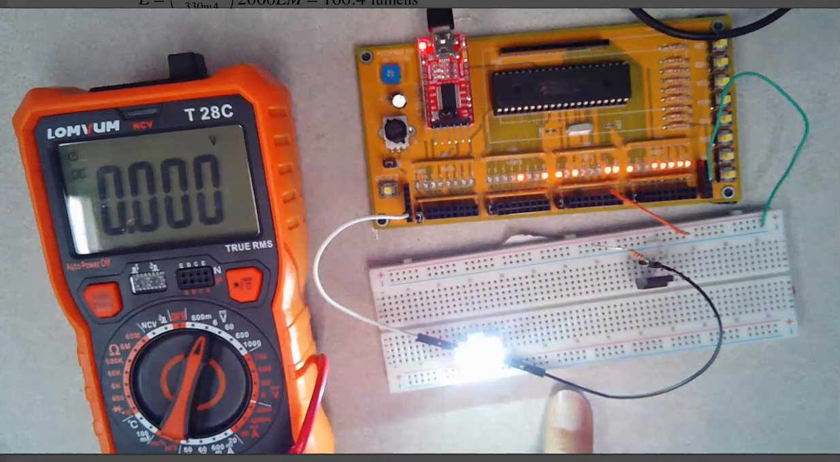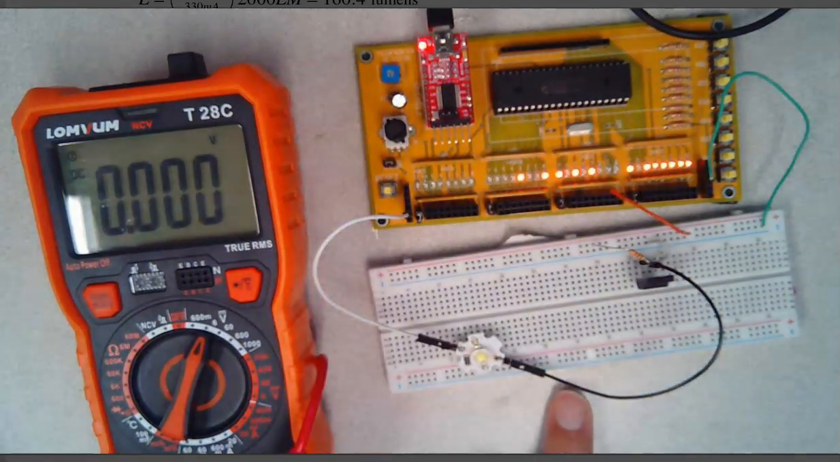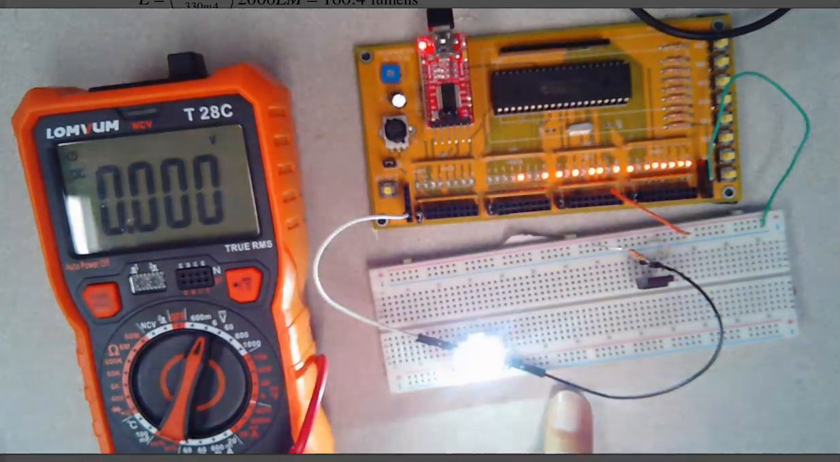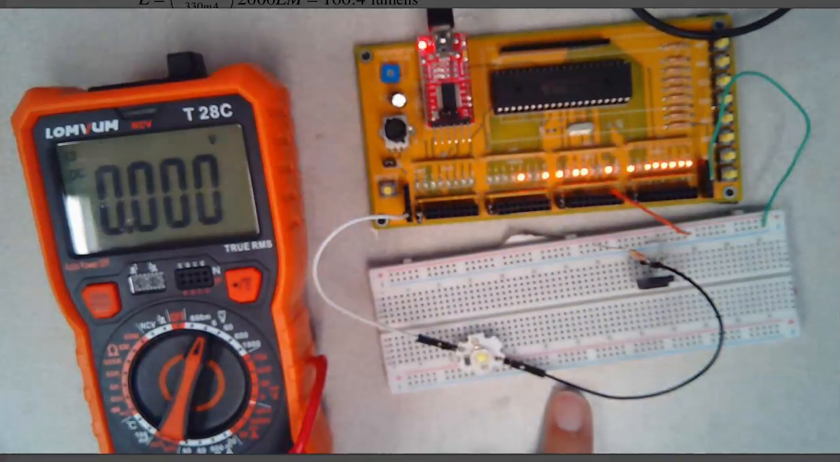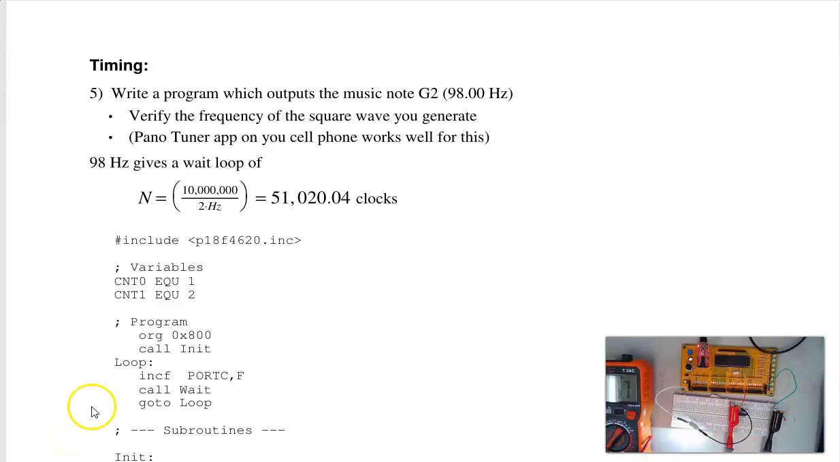I have an LED controlled by a PIC at 330 milliamps. That's what a transistor does. It's an electronic switch. Moving on to problem number 5.